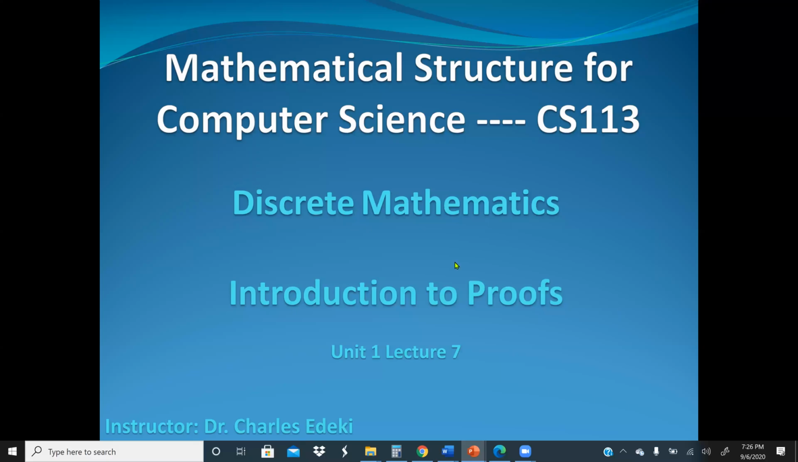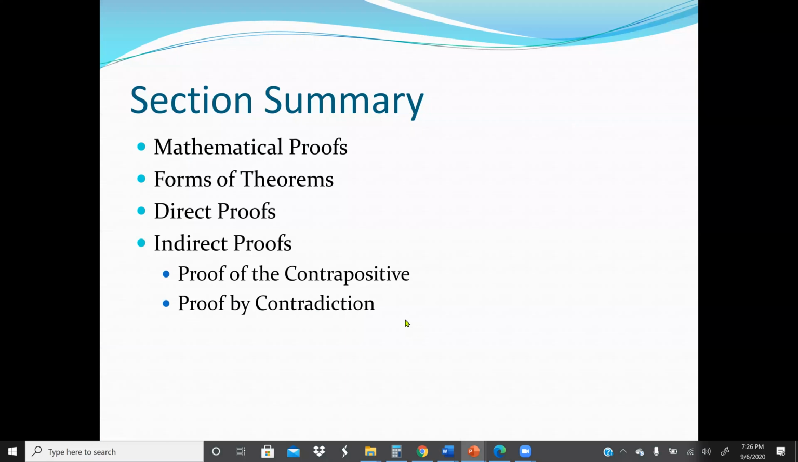Again, welcome to Mathematical Structure for Computer Science, CS 113, also known as Discrete Mathematics. In these lectures, we're going to study the concept of proofs, or introduction to proofs. Our main objective, again, is to go through what a mathematical proof is, also forms of theorems, direct proofs, and indirect proofs. Indirect proofs, we may go into details when we start chapter 4. So it can be a proof by contrapositive and also proof by contradiction.